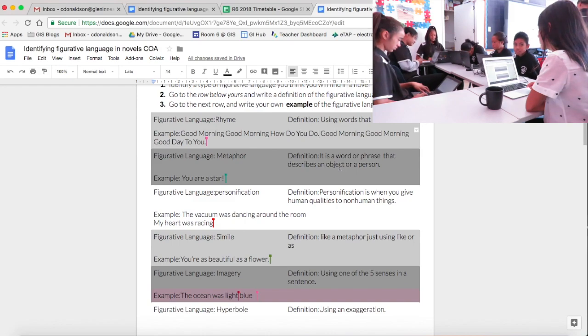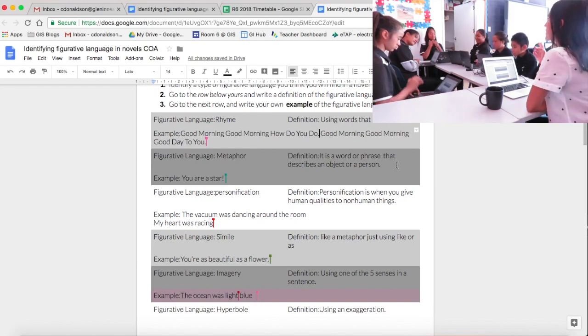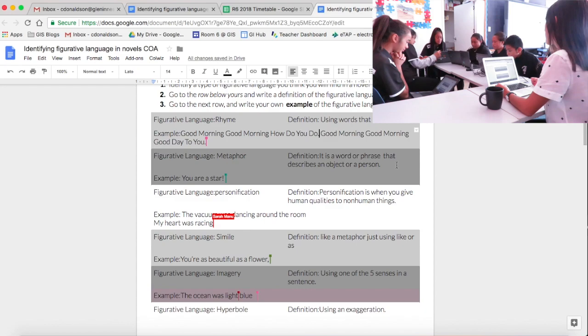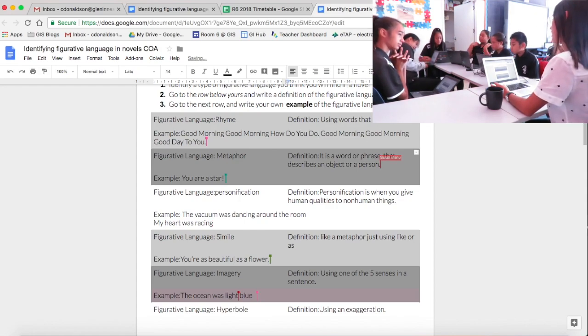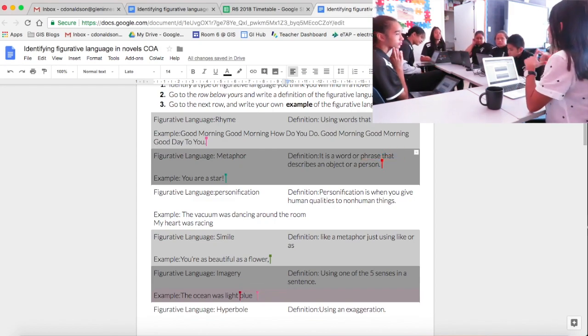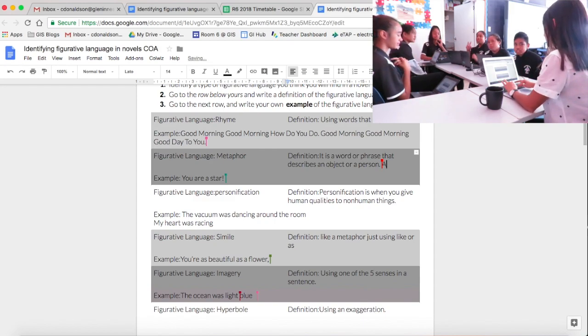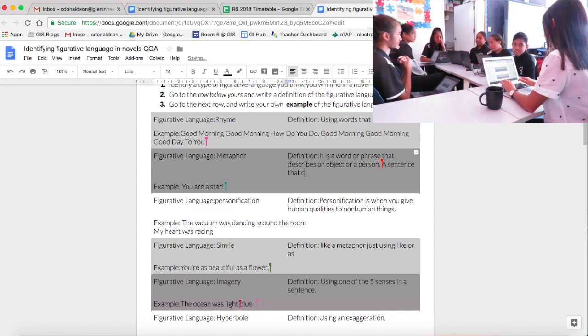So the first one is rhyme. Good morning, how do you do? Good morning, good day to you. That's rhyming. Okay, and the next one is a metaphor. It is a word or phrase that describes an object or person. Can you make that definition a little bit clearer? What is a metaphor, guys? Because it's kind of like what you said before, Sarah, about the simile, except it doesn't use like or as. So how can we put that into a sentence? A sentence that does what with two things? Compares. Describes ideas without using like or as.